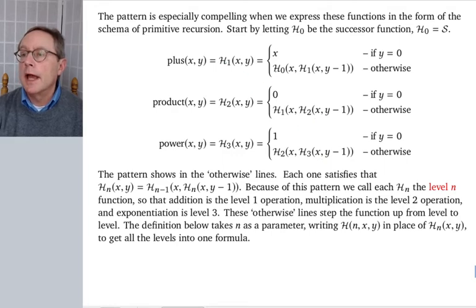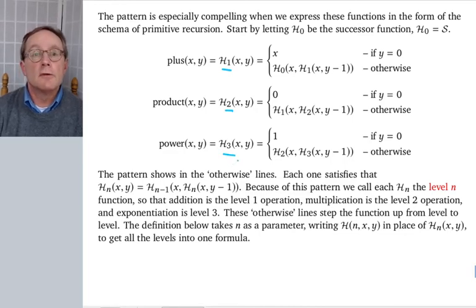H1 is H0 of x comma H1. H2 is H1 of x comma H2. H3 is H2 of x comma H3. So that's the pattern. You might call this the level 1 function. Then this is the level 2 function, and this is the level 3 function, and then it's pretty clear what to do for the level 4 function, and the level 5 function, and the level 6 function, et cetera, et cetera, et cetera.